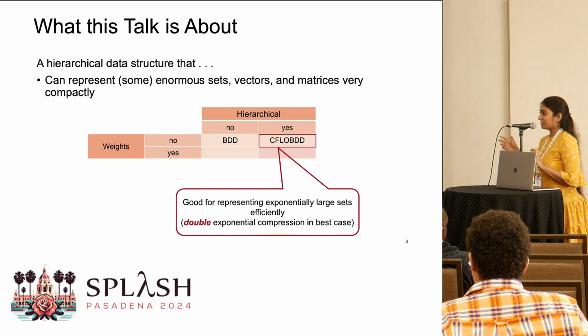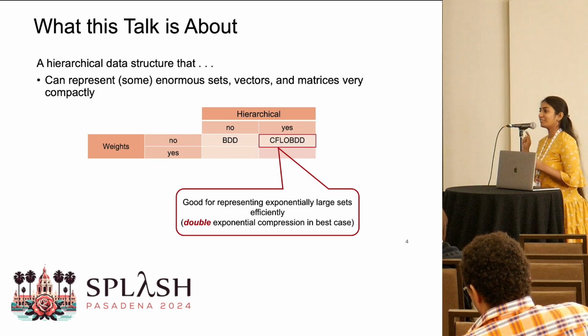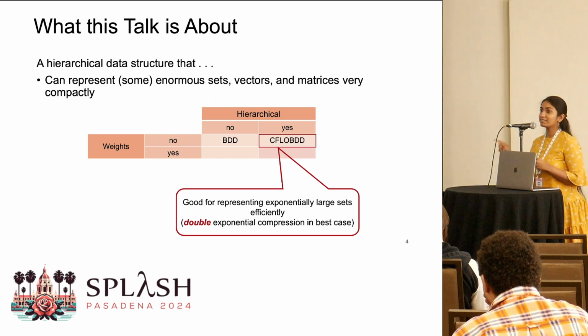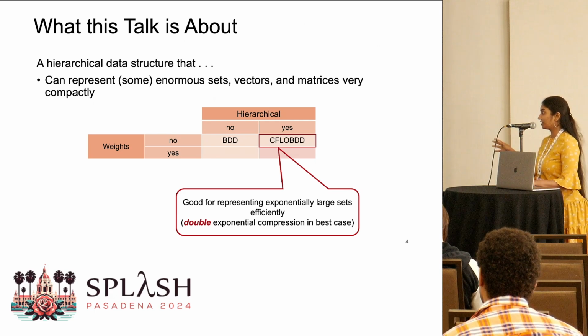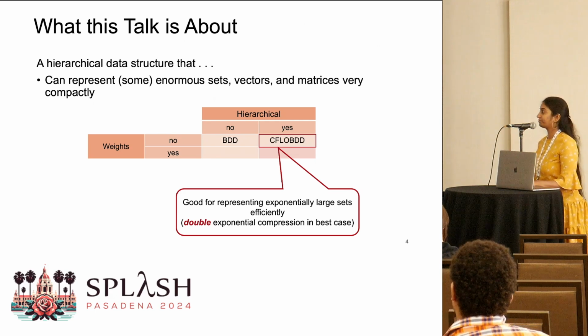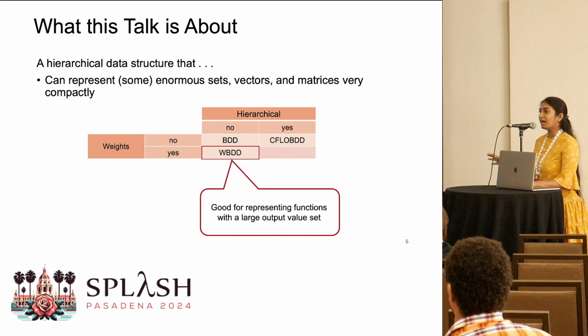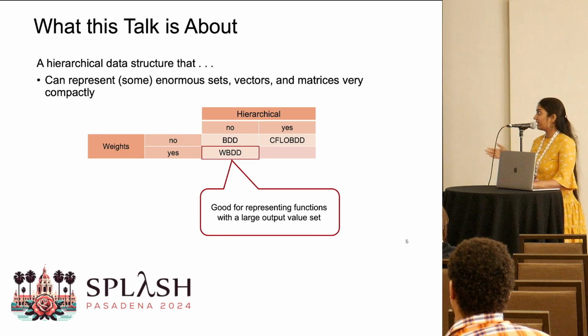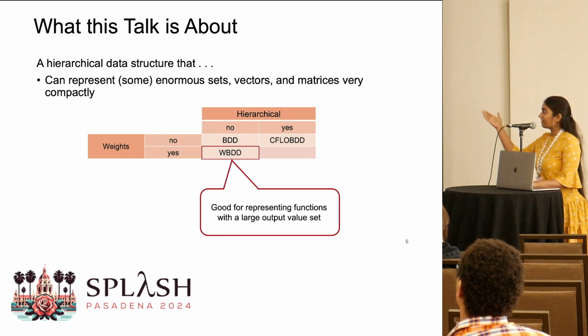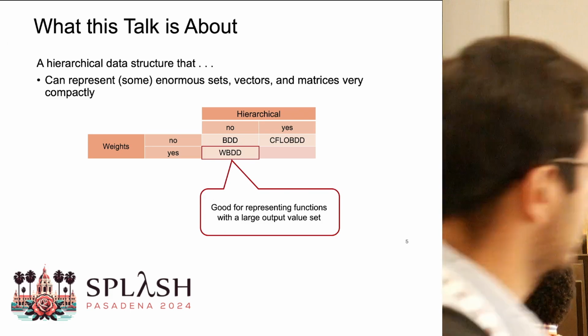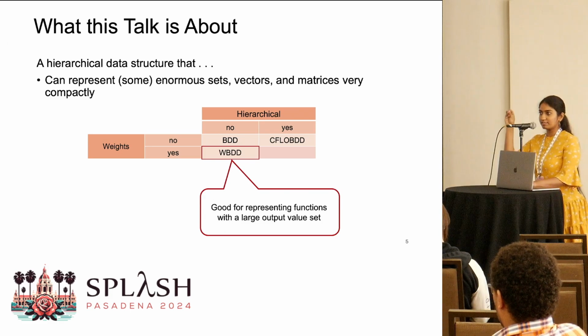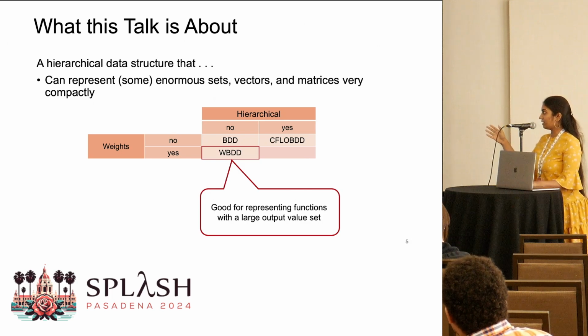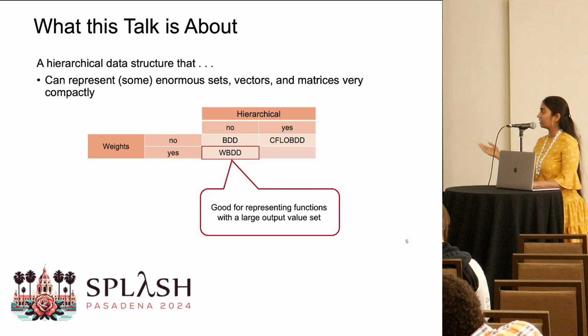There's another data structure called CFLOBDDs, which gives double exponential compression and is good for efficiently representing large sets. But what if you have a function where you have a large output value set? In that case, an unweighted structure does not really help, and a weighted structure where you have weights along the structure will really help. And this is work on weighted binary decision diagrams. I'll talk about this in the talk.